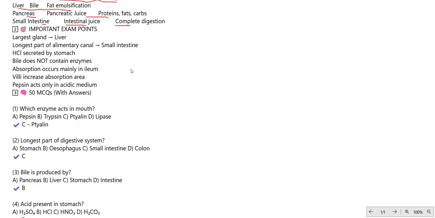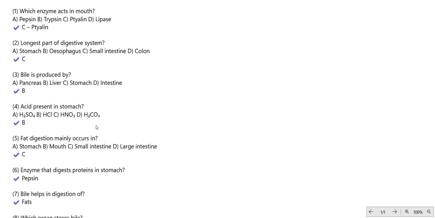The largest gland of the body is the liver, and the longest part of the alimentary canal is the small intestine. HCl is secreted by the stomach. Bile does not contain enzymes. Absorption occurs mainly in the ileum, villi increase the absorption area, and pepsin acts only in an acidic medium.